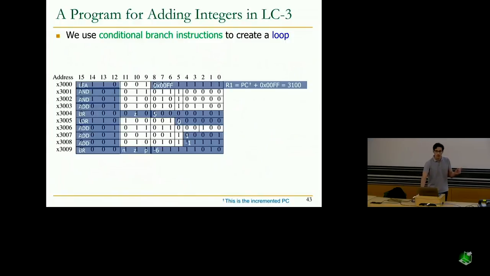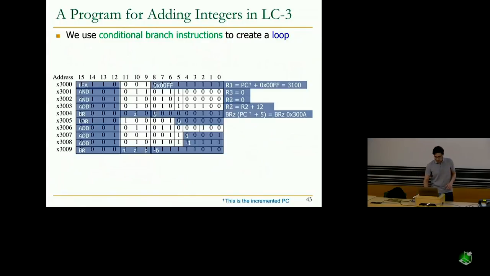So recall that this R1 is going to contain the address that we are going to access, where we are going to read one of the 12 integers in each of the iterations. This is the accumulator R3. This is R2. We initialize R2 to 12 because we will add 12 integers. And this is branch C.